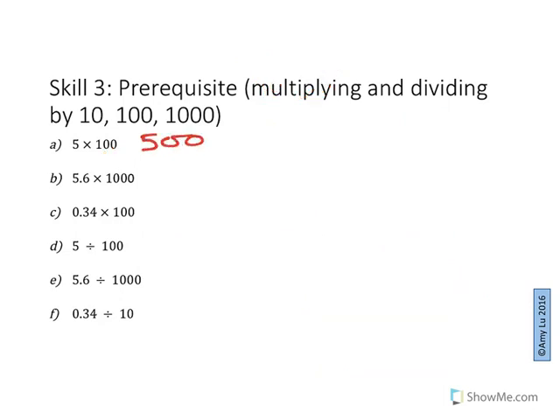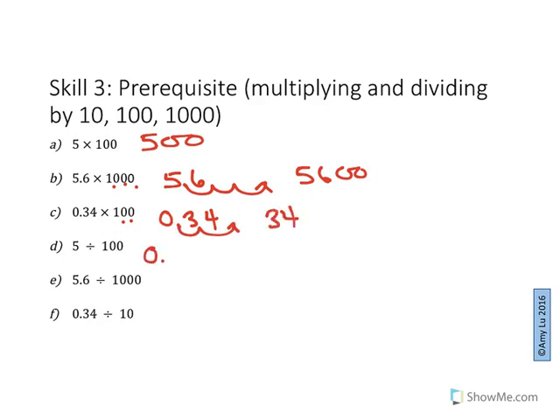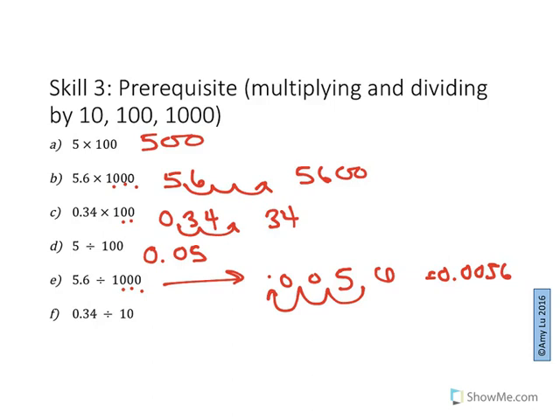Okay, so the first one was 500. The second one, we have to move the decimal 3 places to the right, 1, 2, 3. So this makes 5,600. This one we have to move it 2 places, 0.34, so 1, 2. This makes 34. We talked about this one as an example before, 0.05. This one, 5.6, we have to move it 3 places to the left, 1, 2, 3. So your answer is 0.0056. And then this last one, 0.34, we have 1 zero, so we move the decimal to the left 1. So this makes 0.034.